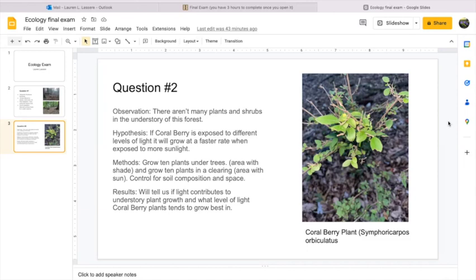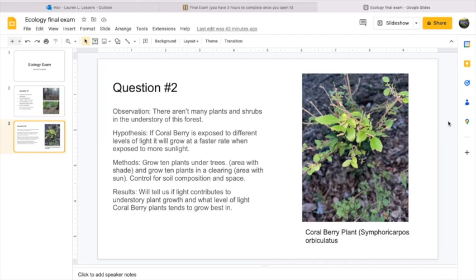In this experiment, I would need to control for soil composition and also for space because soil composition can have big effects on how much plants grow. And also, space can have a large effect on how much a plant grows as well, especially the amount of space allowed for root growth. So, all plants in the study would need to be planted in the same type of soil and also in the same sized pot.